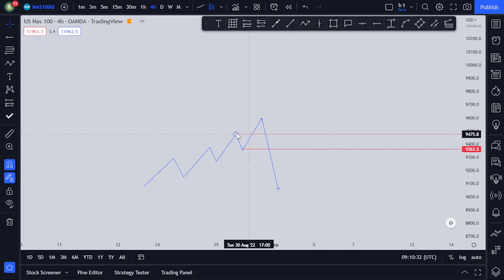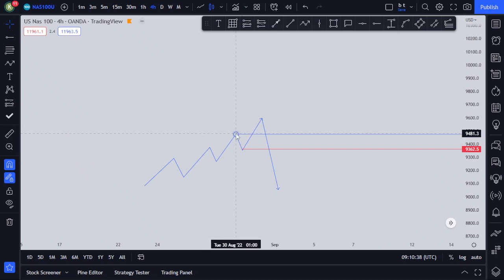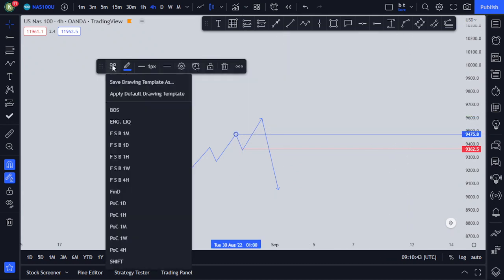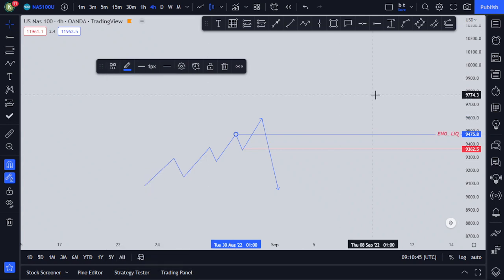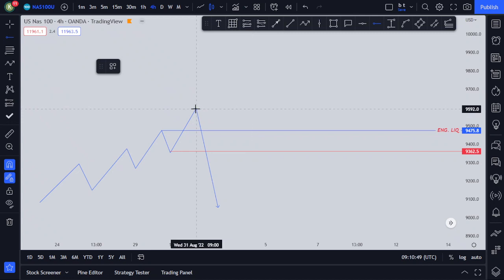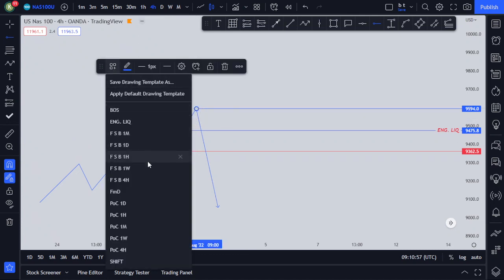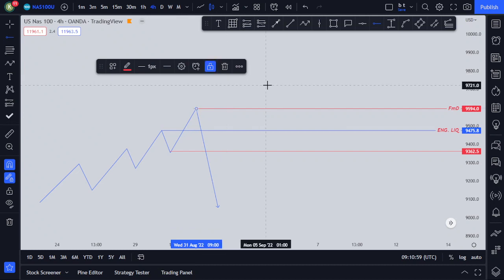Now when this happens, this line, the first high that they took, becomes what we call the engineered liquidity. And the highest high they went to before taking the last low is what we call the Fair Value Deviation, FMD, the Fair Value Deviation.